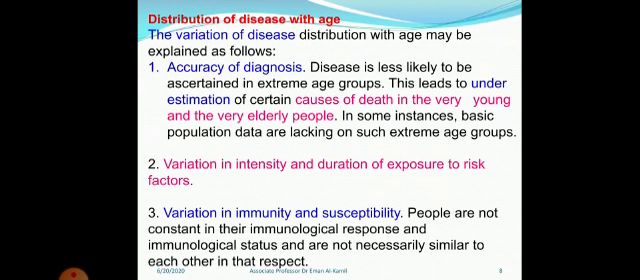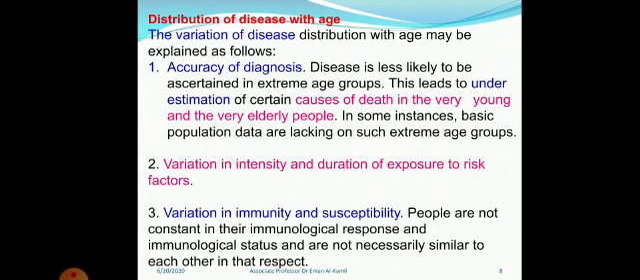It has been found that there is variation of disease distribution regarding age, which may be explained by different explanations. It has also been seen that the distribution of the disease regarding age among children is different than among the older age group.